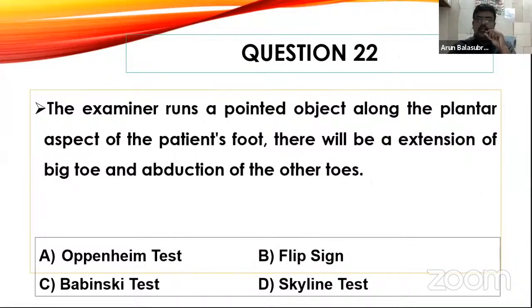Okay, question number 22. The examiner runs a pointed object along the plantar aspect of the foot. There will be extension of the big toe and abduction of the foot. It's very easy. I'm studying in the second semester. Is it African sign, Babinski sign, flip sign, or skyline sign? Babinski. Very, very good. Babinski sign.